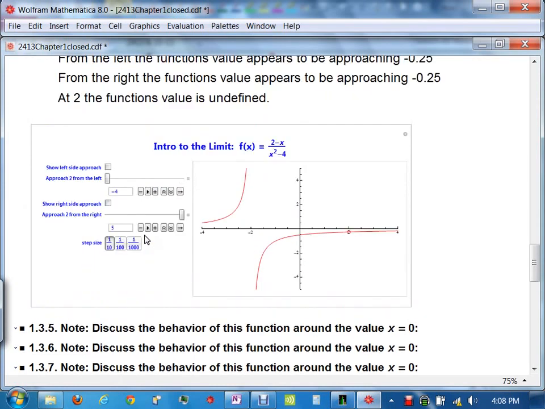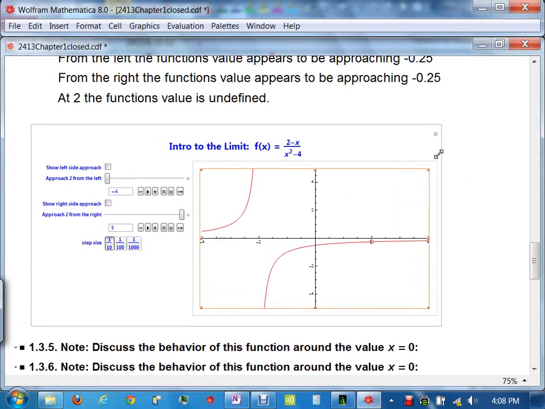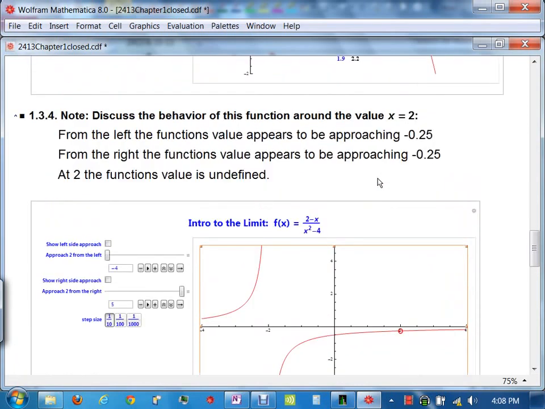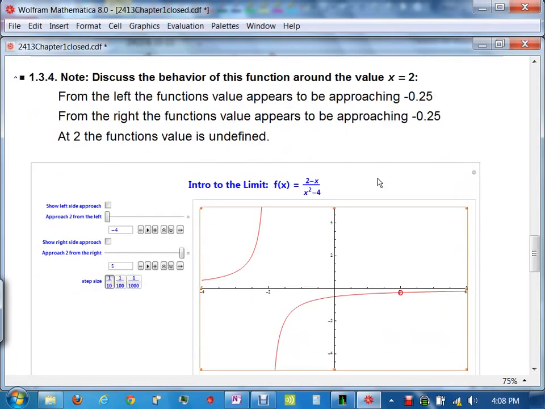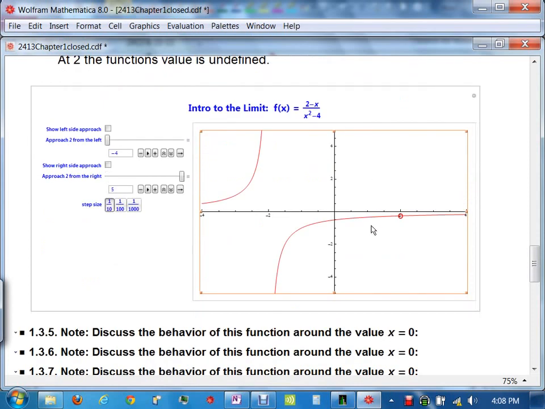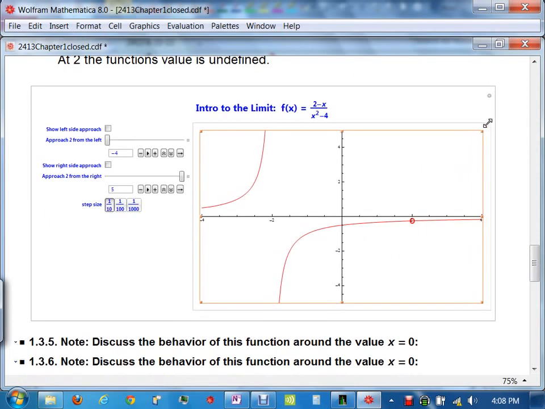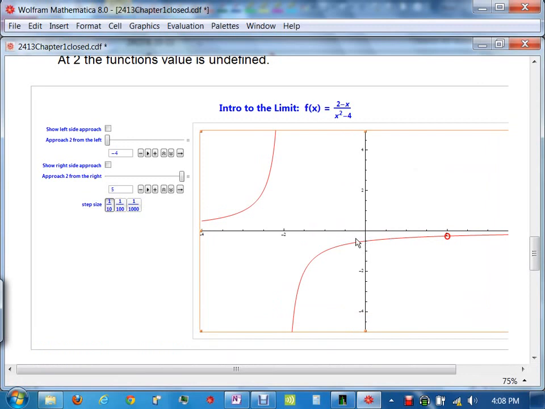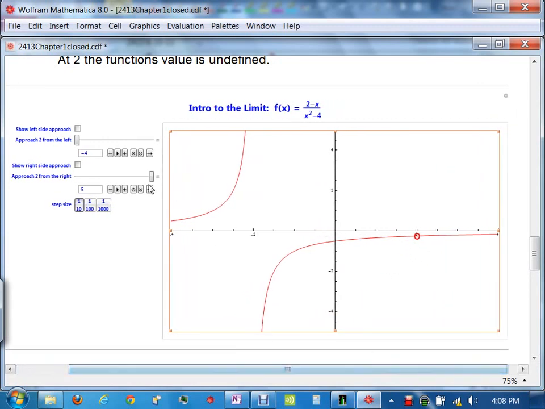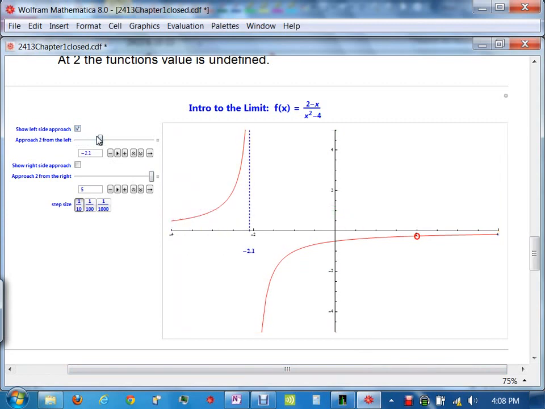Look at this one around 2. We're looking at 2, not negative 2. Well, hold on, let me read the instructions. Discuss the behavior of the function around 2. Kind of hard to see it. This is 2 right here. What's happening from the left? Well, there's an asymptote way over there, but that's not close to 2, right? Over here is -2. I'm not concerned about that. It's what's happening over here.